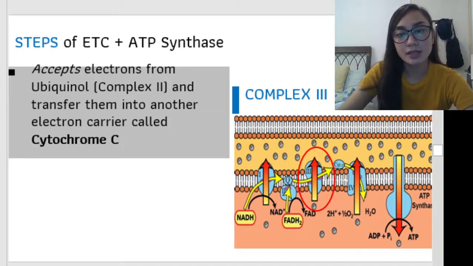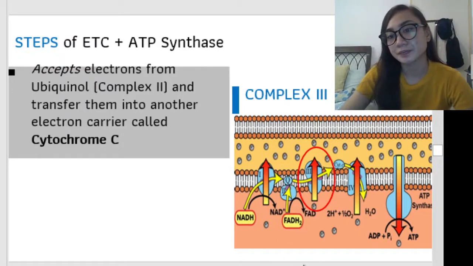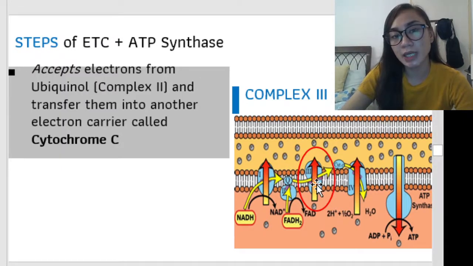So, next is complex number 3. Si complex number 3 here, as you can see in the picture, it accepts the electrons coming from ubiquinol, coming from complex 2, and transfer them into another electron carrier called cytochrome C. So, from Q, dadaan siya sa complex 3, and then si complex 3, ita-transfer niya kay cytochrome C.